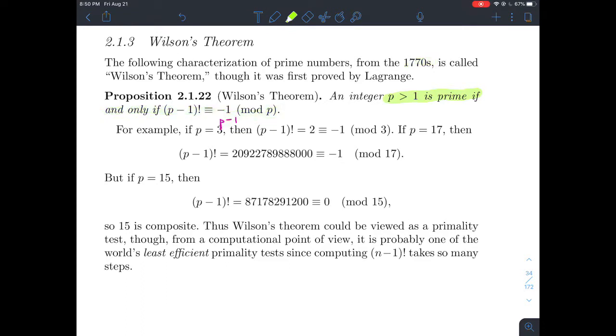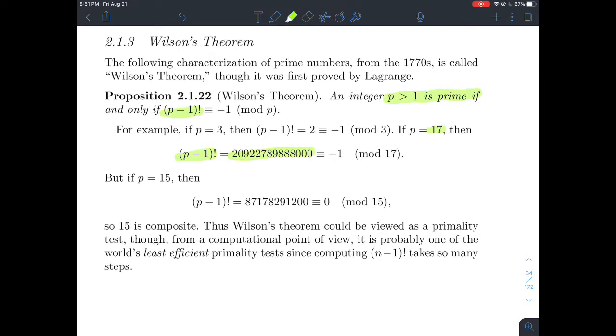But what you might notice is that computing factorials gets out of hand in a hurry. For instance, if p is 17, this would be 16 factorial. 16 is a relatively small number, but 16 factorial is ridiculous. That's gigantic. So factorials get big really fast.